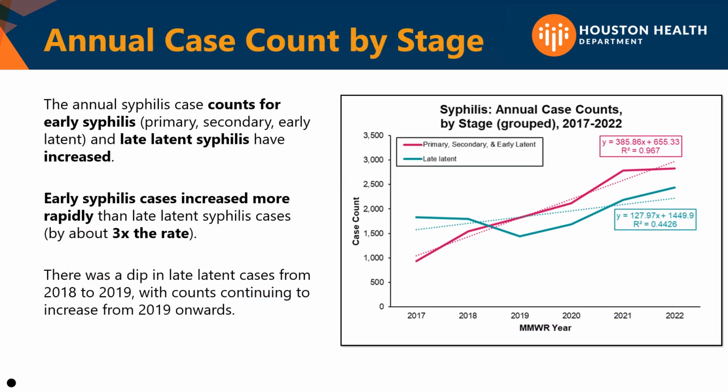Here we're looking at annual case count by stage. The pink purple bar represents primary, secondary, and early latent stages, while the green bar is late latent. Around 2019, the primary, secondary, and early latent passed up the late latent. Both of these bars are increasing. However, the primary and secondary is 3 times the rate of the late latent. And this is important because the primary and secondary stages are the contagious stages of syphilis.